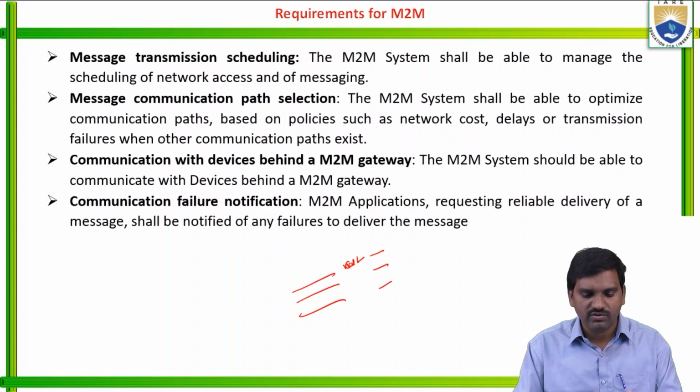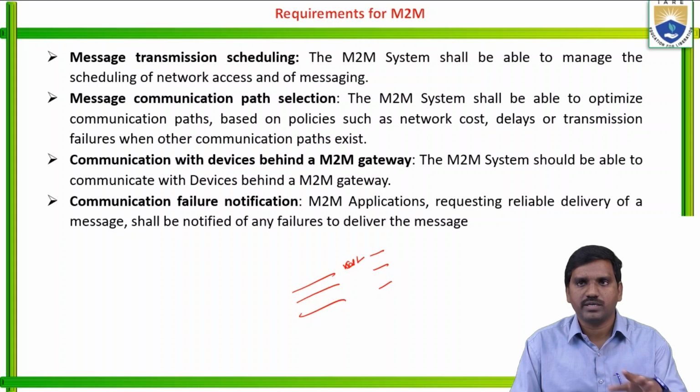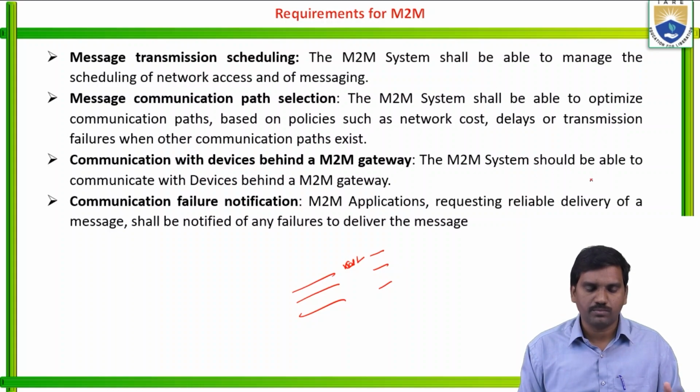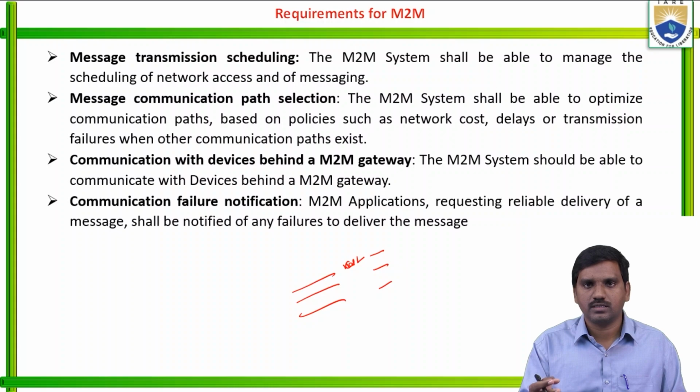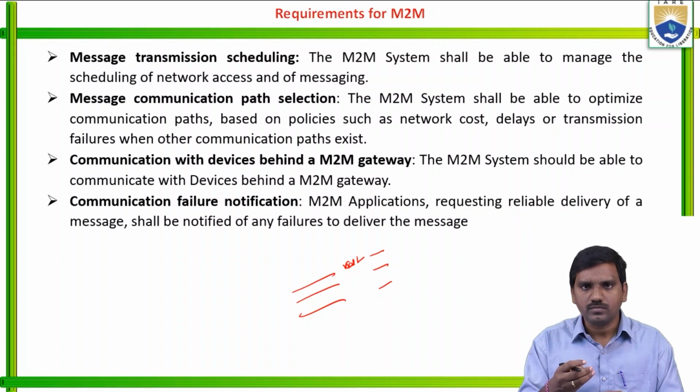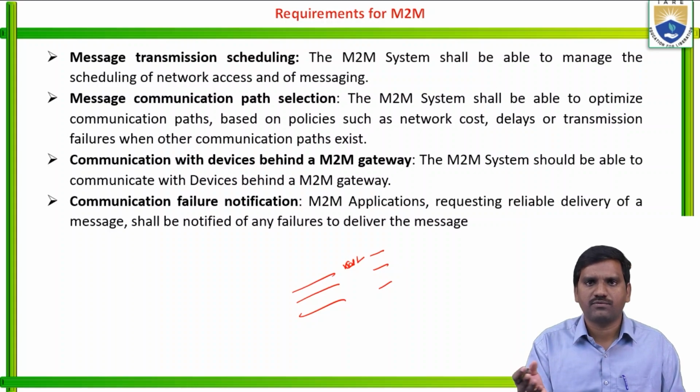So next, communication with devices behind an M2M gateway. The M2M system should be able to communicate with the devices behind the M2M gateway. Next, communication failure notification. In ongoing communication, some of the signals, due to rain or due to system failures, get sent back. At that time we get a communication failure notification. So after getting the failure notification, we can send the signal again after correction.